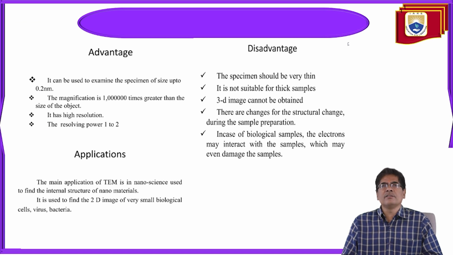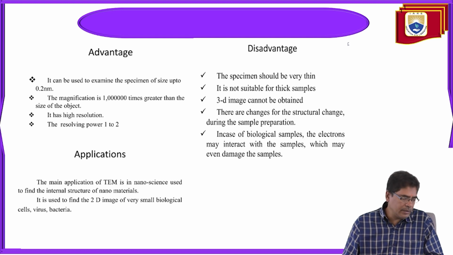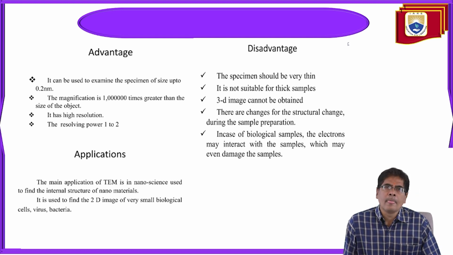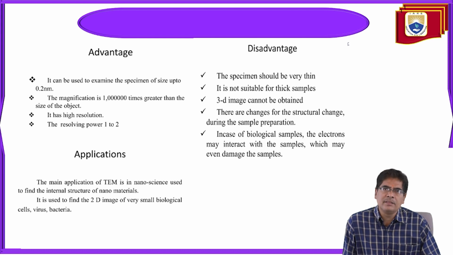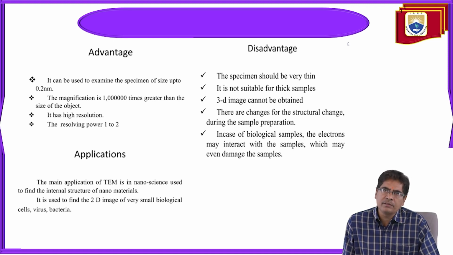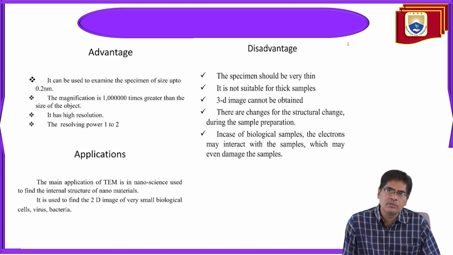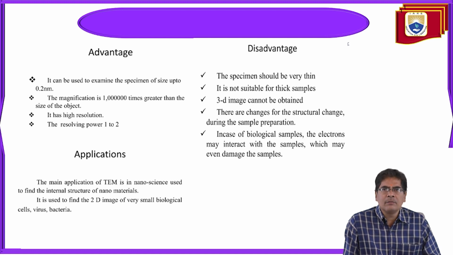Right. What are the advantages and disadvantages? Advantage: it can be used to examine a specimen of size 0.2 nanometers, as we told. And the magnification is 1 lakh times greater than the size of the object. It has high resolution. And the disadvantage is the specimen should be very thin. It is not useful for thick samples. Only thin samples can be fabricated. And a 3D image cannot be obtained. We obtain only the 2D image. There can be certain structural changes due to the sample preparation. Right. So in the case of biological samples, the electrons may interact with the samples, which may even damage the samples. So these are some of the disadvantages.